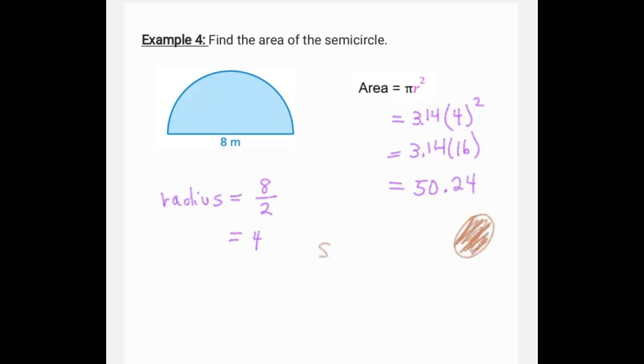So we're going to go ahead and do the semi, and do 50.24 divided by 2 to get half of that, and we're going to get 25.12 meters squared.